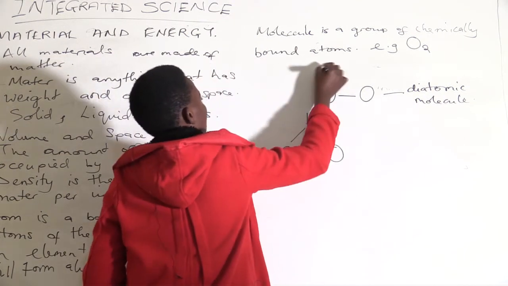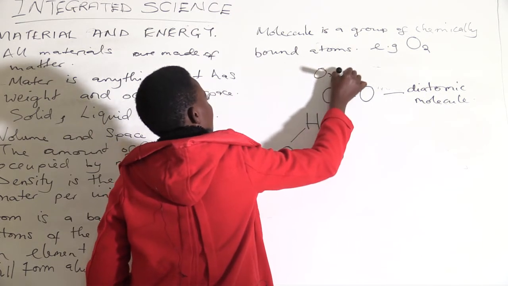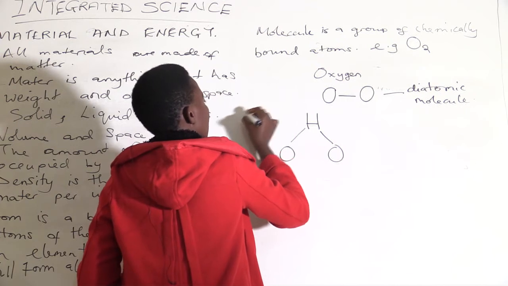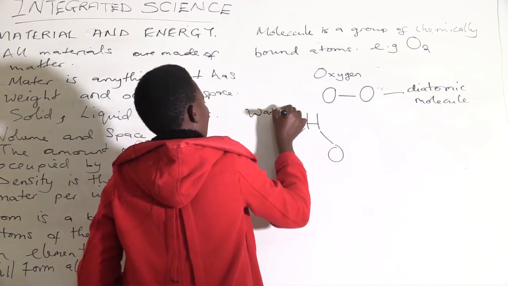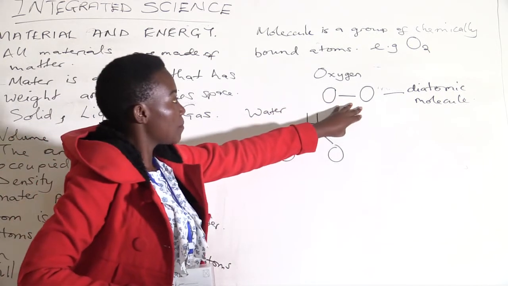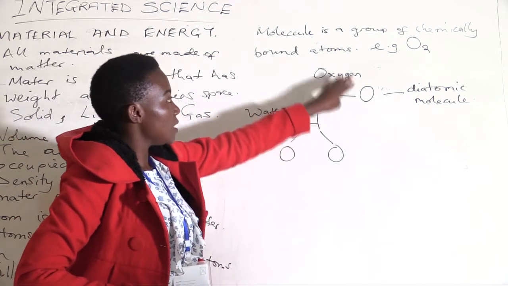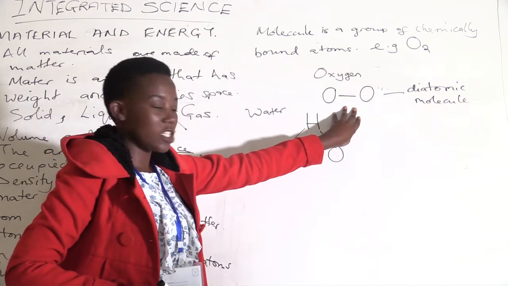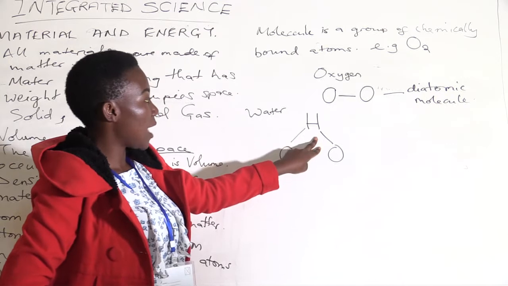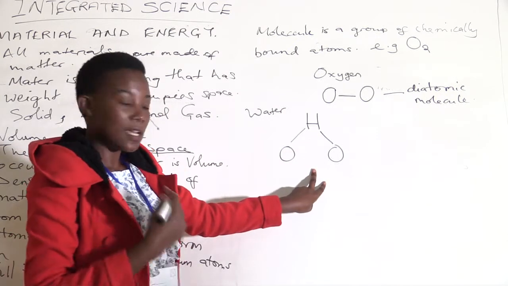Okay, so this is oxygen. Get familiar with these terms. We'll look at the elements in the next lesson. And this is water. So when you are asked for the components found in oxygen, it's 2 oxygen atoms. In water you find 1 hydrogen atom and 2 oxygen atoms.